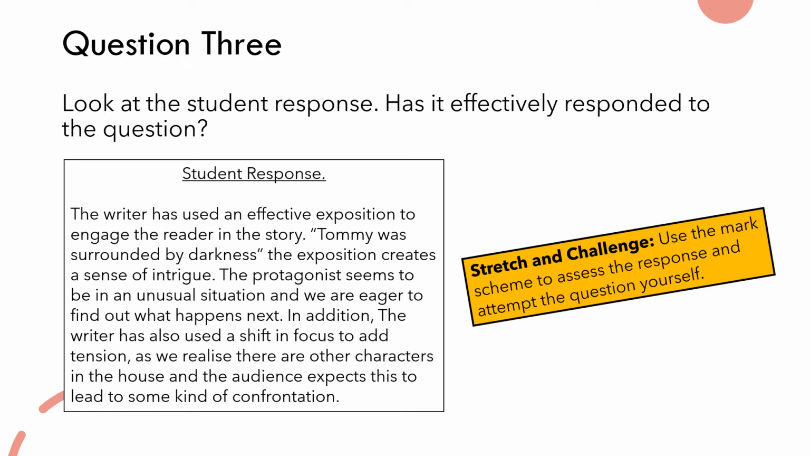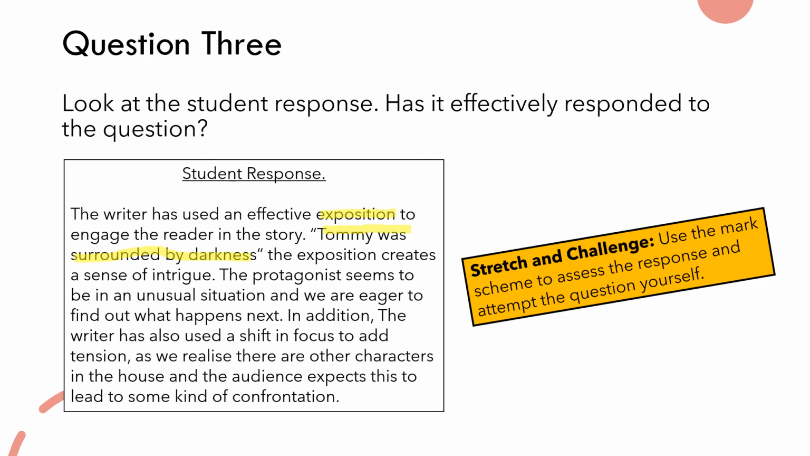So if we start thinking about what makes this effective, the first thing I would look out for is, have they actually mentioned a structural technique? And we can see there right in the first line they've mentioned the exposition, which of course tells me they're going to start focusing on the start of the extract. Now it's good to use a quotation to support your ideas, and it's done that quite well. This quotation that says Tommy was surrounded by darkness.